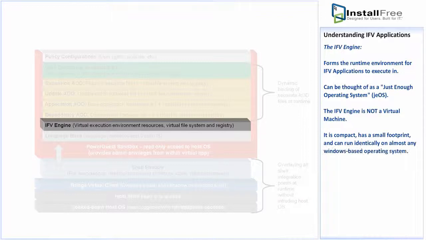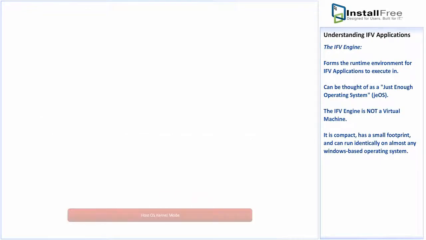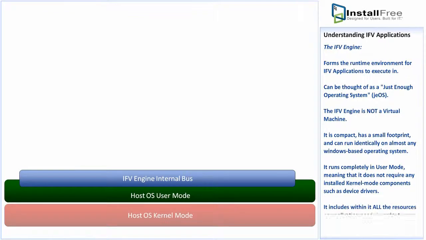There are a few things you should note about the IFV engine. First of all, it's compact, has a small footprint, and can run identically on almost any Windows-based operating system. It runs completely in user mode, meaning that it does not require any installed kernel mode components such as device drivers. It includes within it all the resources an application needs in order to run while decoupled from the OS.